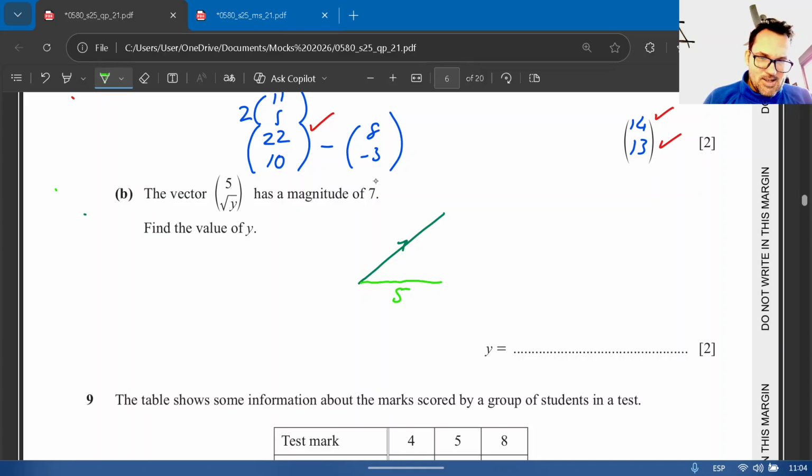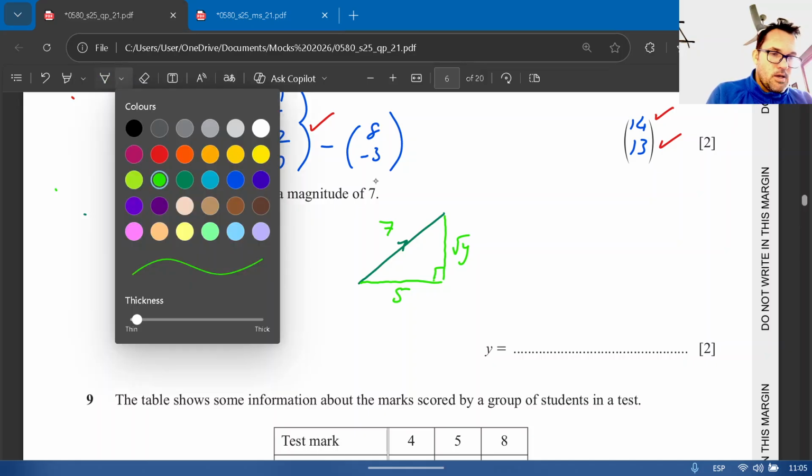And then the bottom number tells you how much up or down. Assume this must be positive because it's a square root. You can't square root a negative, right? So moving up, this is square root y. That's what the magnitude is: how long is this line? They told us it's 7. So as you can see, here we got a simple Pythagoras problem.